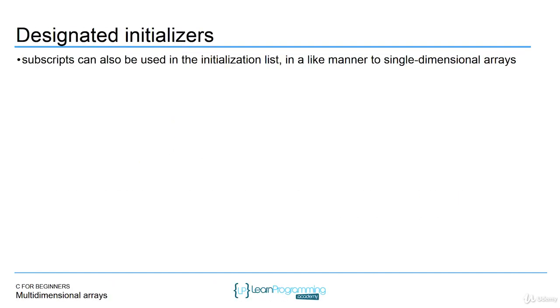You can also do designated initializers. Remember, this is the C99 concept. That's optional in C11, where you can specify specific indices to be initialized. So you can use subscripts in the initialization list, just like in a single dimensional array. If you want to do a designated initializer, you would just do something like this. So here we're declaring our matrix array of 4 rows and 3 columns, but we're actually specifying that 0, 0 is equal to 1, 1, 1 is equal to 5, and 2, 2 equals 9.